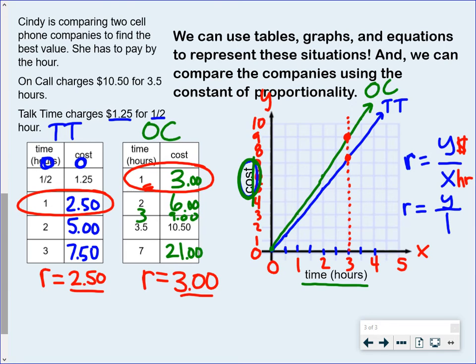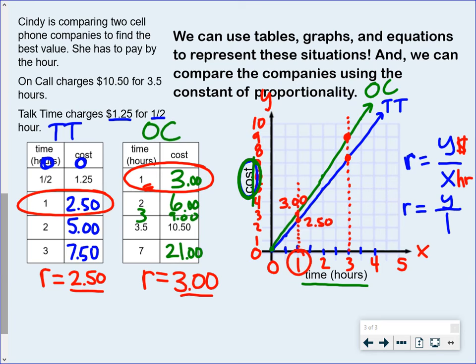If I'm sticking with the x equals 1 scenario, I could go to this graph. And here's 1 on my x-axis. Talk time hits at 2.5. It's right there in the middle, right? So talk time's rate would be 2.50. And then I see that on-call hits right at 3. So their rate is 3. It's going to be the same answer, right? It's the same information. It's just another way of finding it.